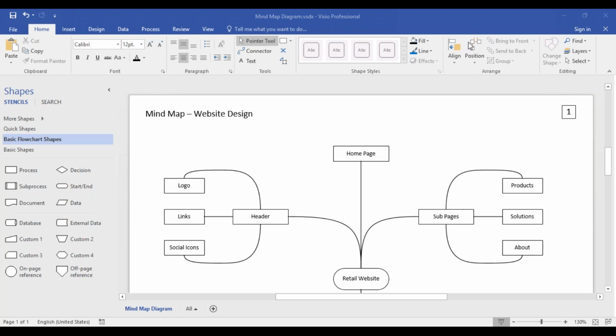Any questions about the mind map diagram? We are done with the mind map diagram. Do you have any questions for me about this?